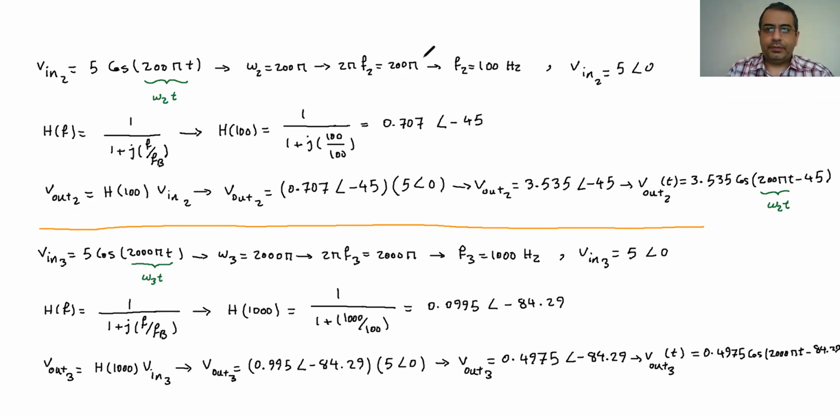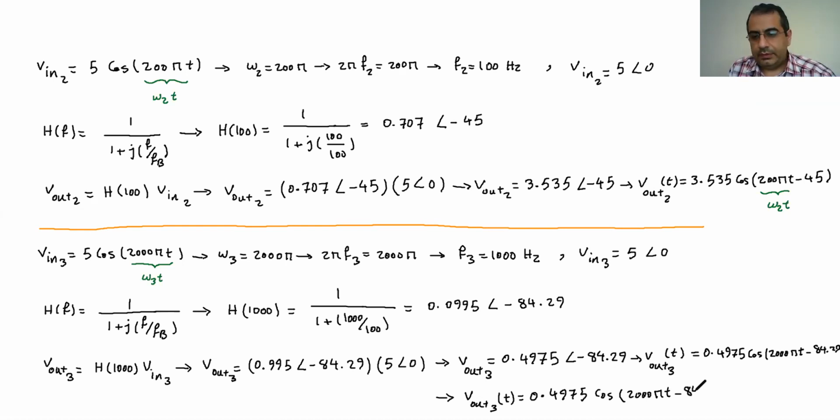So let me write it down here. So I just rewrite the whole thing. So Vout3 in the time domain is going to be this magnitude, 0.4975 cosine omega 3 t, so it's going to be 2000 pi t plus that angle, which is negative, negative 84.29. Let me delete this.